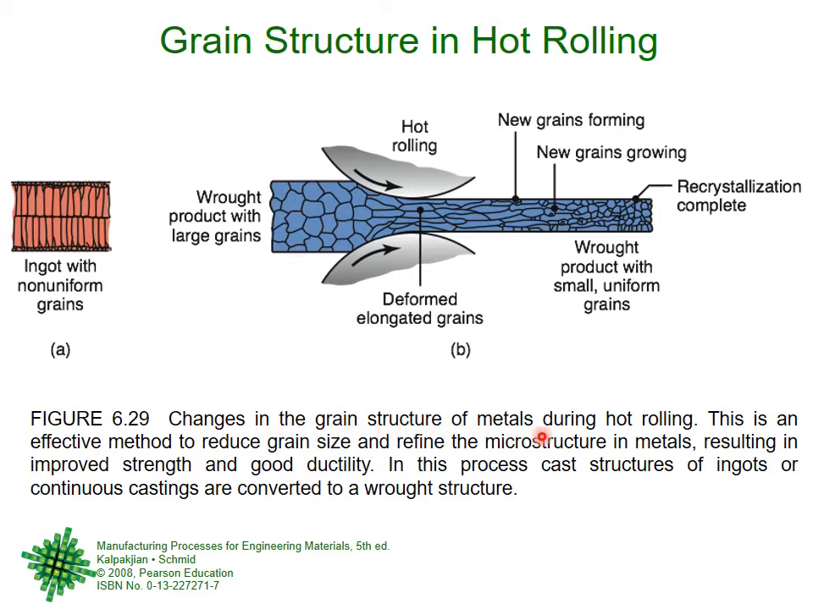Changes in the grain structure of metals during hot rolling. This is an effective method to reduce grain size and refine the microstructure in metals, resulting in improved strength and good ductility. In this process, cast structures of ingots or continuous castings are converted to a wrought structure. Wrought means which have been worked upon. This is English language. Wrought is the past tense of work. So they have been worked over during rolling. So this is a wrought structure, and that was the cast structure. So cast structure and now wrought structure.